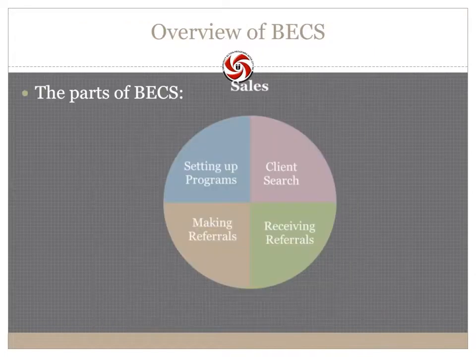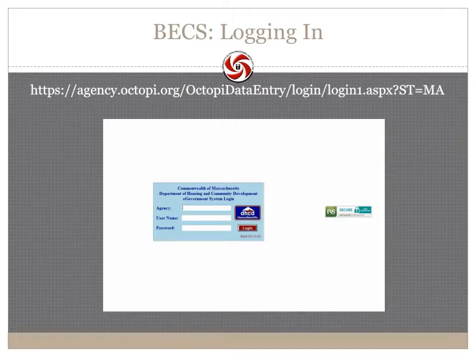BECS consists of four main components. Those components are setting up programs; client searches, where you do a client intake and then search for programs for your client; making referrals on behalf of your client; and receiving referrals from other agencies for their clients.